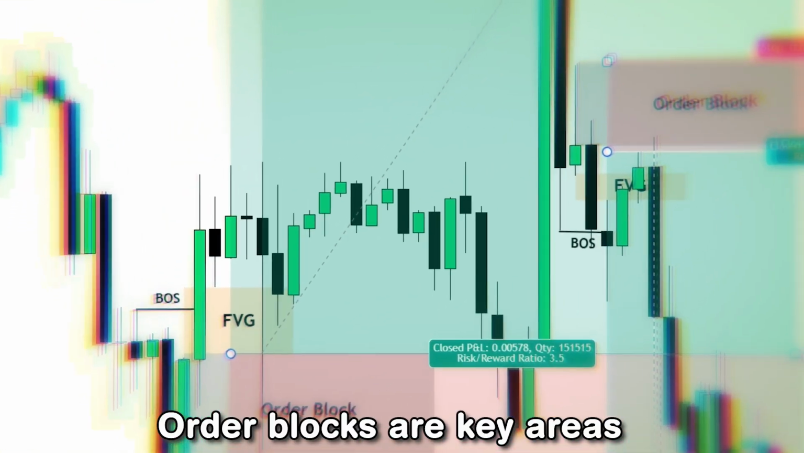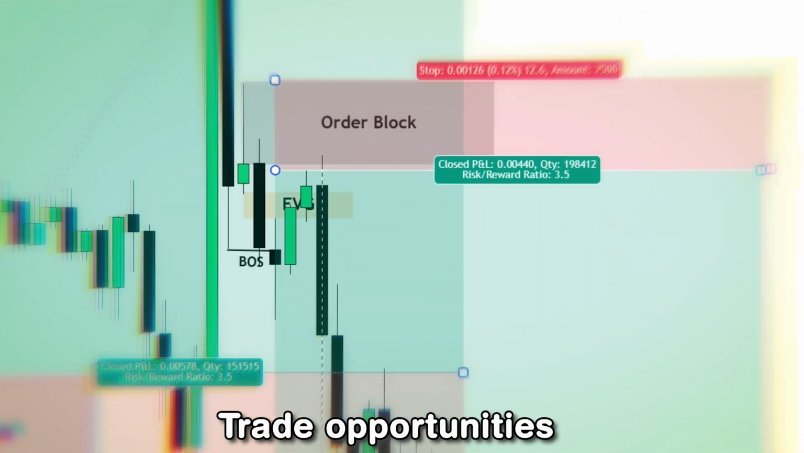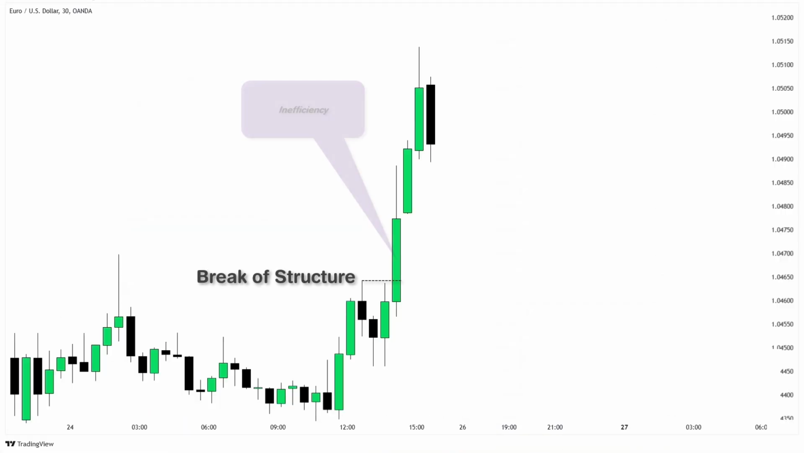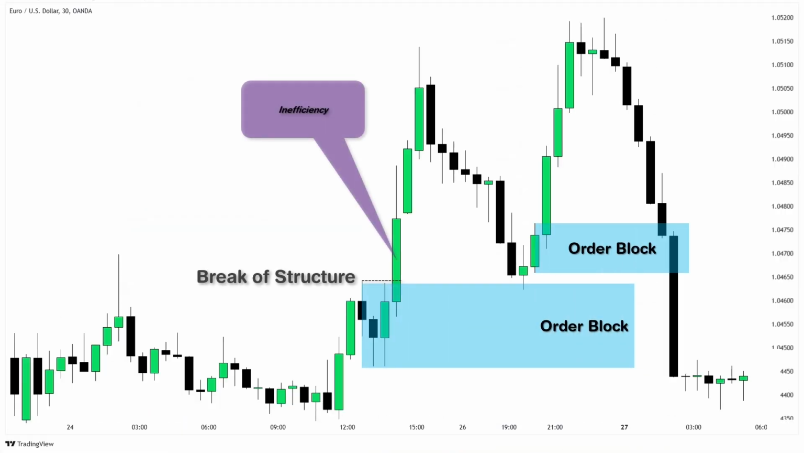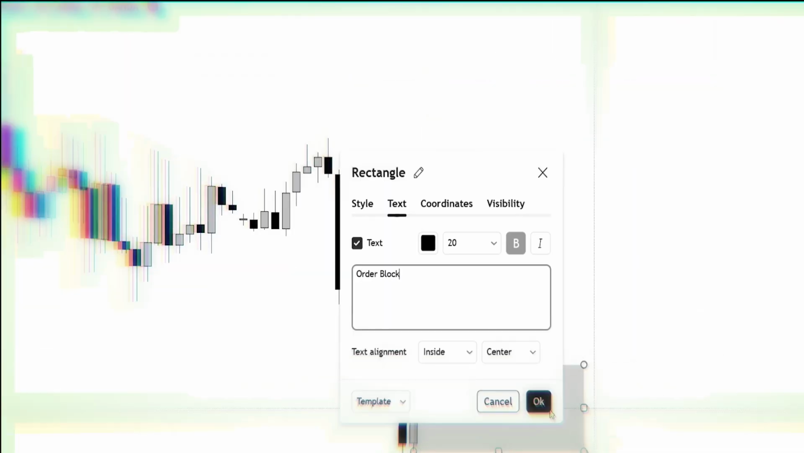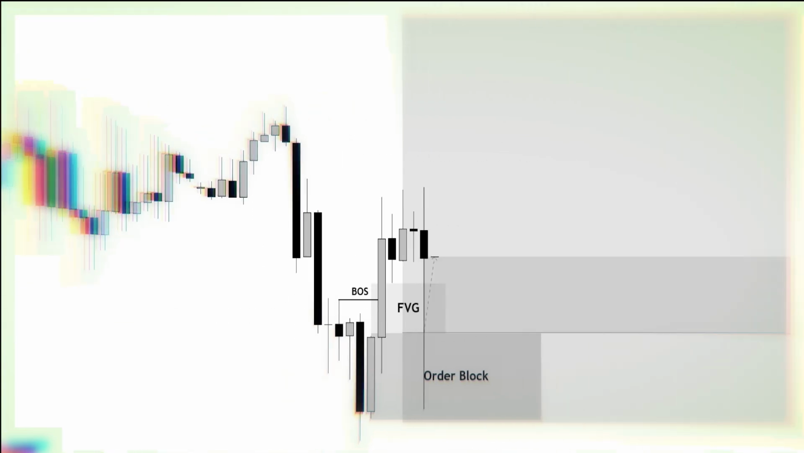Order blocks are key areas in trading where traders look for high-probability trade opportunities. However, have you ever wondered why some order blocks work perfectly while others fail to gain any market reaction? To answer this question, we conducted over 100 backtests on order blocks under various market conditions. Our goal was to identify the characteristics of high-quality order blocks that the market consistently respects.